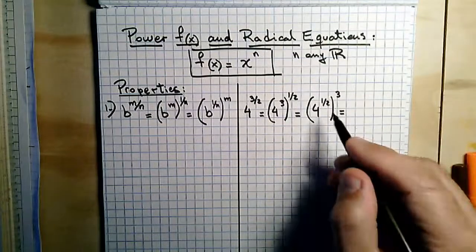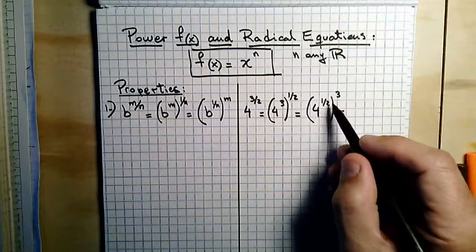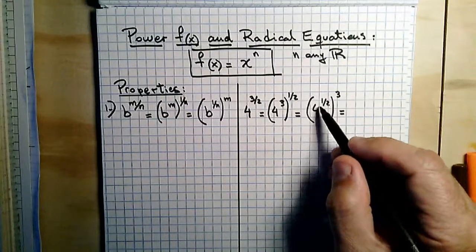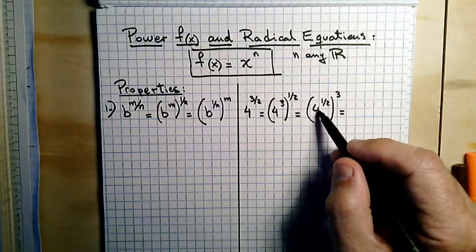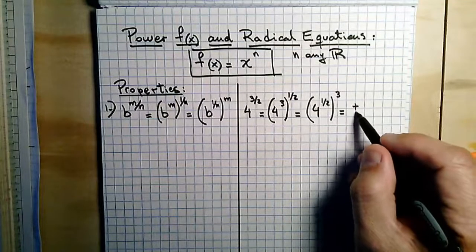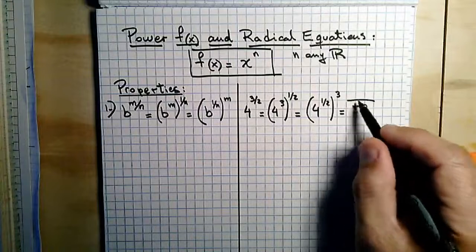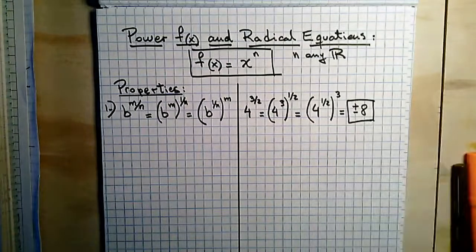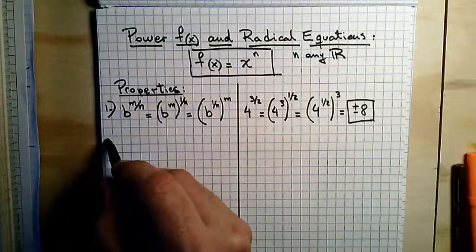In this situation, 4 to the 1 half, the square root of 4 is going to be positive and negative 2, and to the power of 3 is going to give me positive and negative 8. As you can see here, this is the result and the property of this power representation.